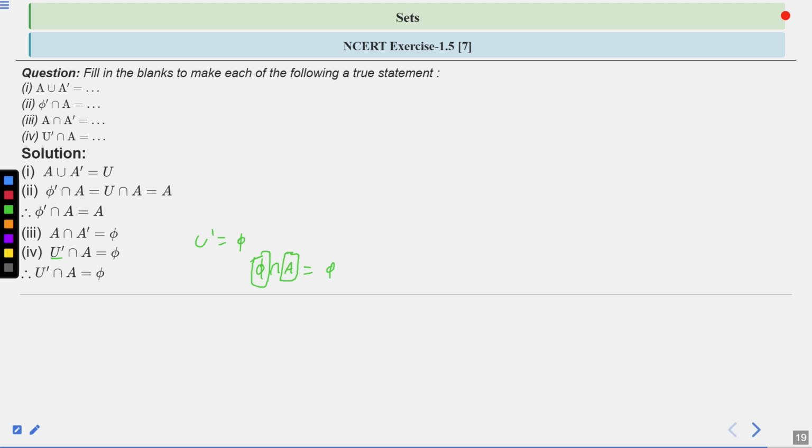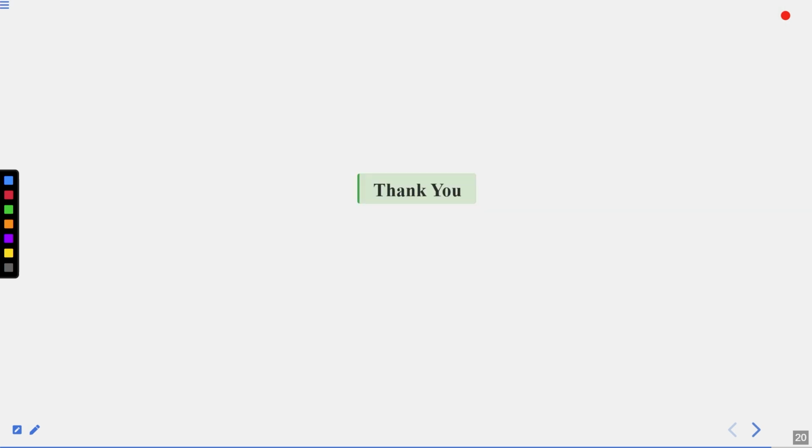Okay, so this is it from this session. We have discussed the complete exercise 1.5.